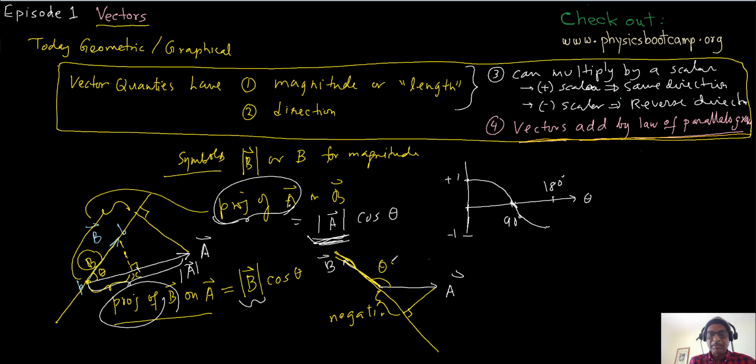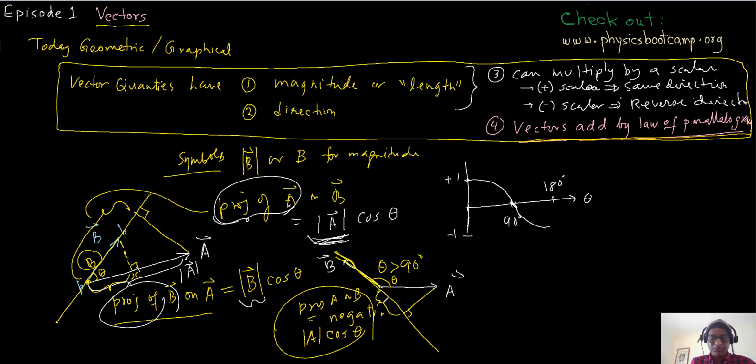because the angle theta is more than 90 degrees. It will still be A cosine theta, because I'm projecting A on B. This is theta. So this is the projection of A on B, but this number will be negative now.